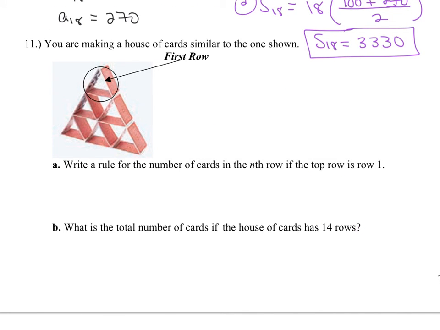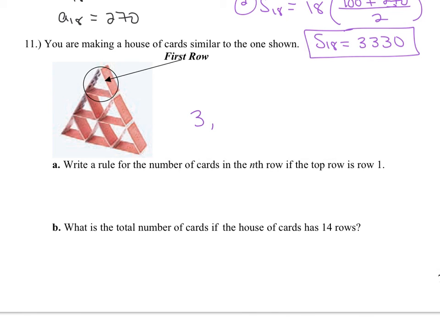And this last problem says you're making a house of cards similar to the one shown. So here we have this nice little house of cards. Write a rule of the number of cards in the nth row if the top row is row 1. So if we're looking at this, this is the initial value. This is our a sub 1. So we want to know how many cards are in this top row. So if I count the cards, there are 3 cards in that first row. So I'm going to write 3 down.